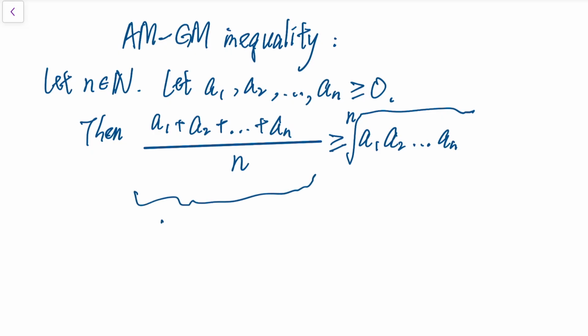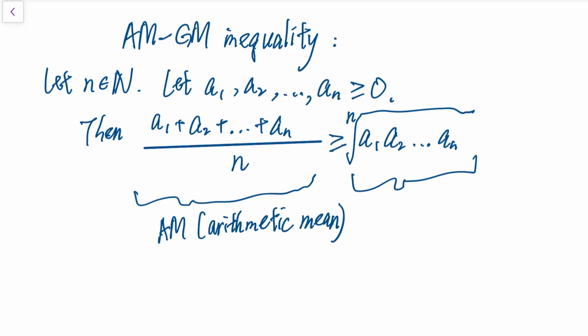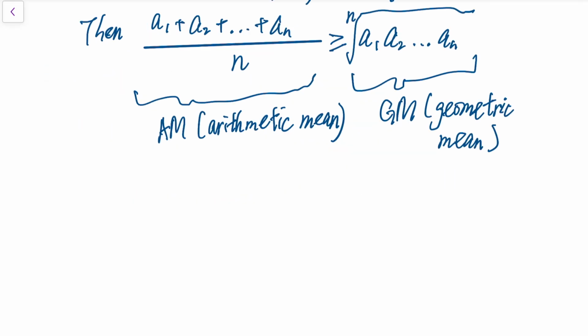This part is the arithmetic mean, AM, and this part is the geometric mean, GM. So let's prove the statement.